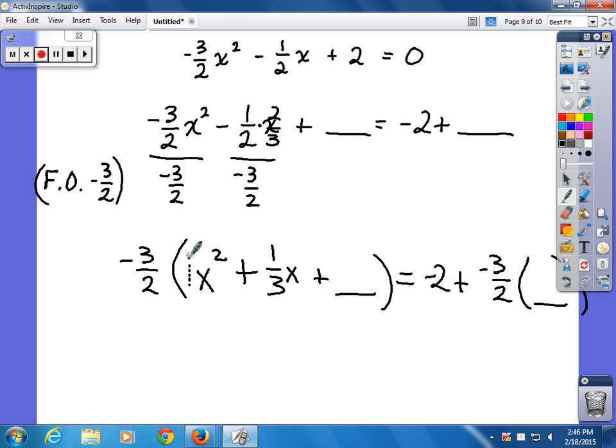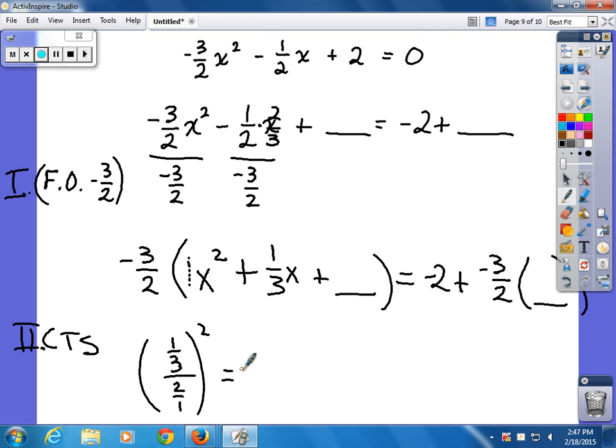Now that we've got a is equal to 1, we can use completing the square. Remember, completing the square comes second. If you have to factor out something, you've got to factor out first. You cannot complete the square unless a is equal to 1. So, 1/3 divided by 2 squared. 1/3 divided by 2 is equal to what? 1/6. And 1/6 squared is 1/36.